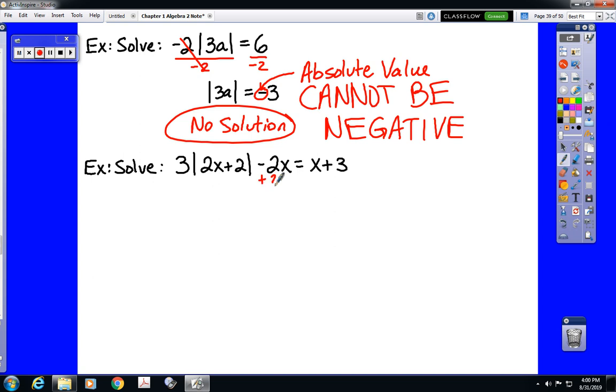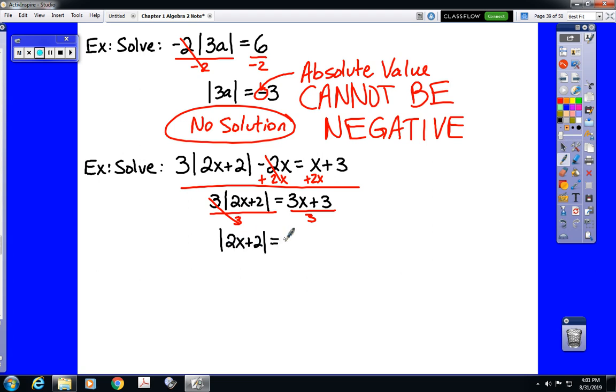Again, our first step is to move the 2x. So we'd add 2x to each side, which would make this 3 times the absolute value of 2x plus 2 equals 3x plus 3. And then we would divide everything in that equation by 3, which would give us the absolute value of 2x plus 2 equals x plus 1.